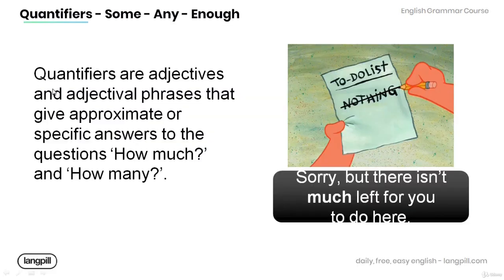Remember that quantifiers are adjectives and adverbial phrases that give approximate or specific answers to the questions how much and how many. Have a look at the example over here. Sorry, but there isn't much left for you to do here. Note that the word much in the sentence is a quantifier, and it tells us how much work is left to do.